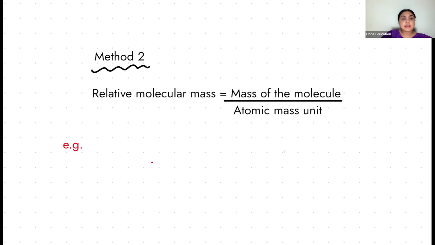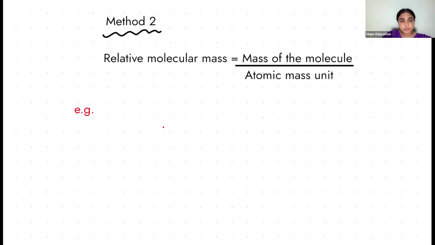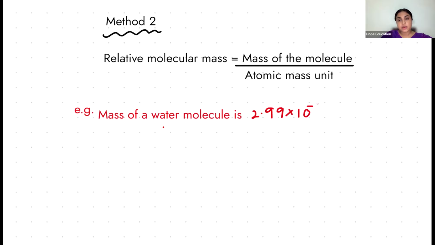Okay, so let's say a question is: mass of a water molecule is 2.99 times 10 to the power minus 23 grams.